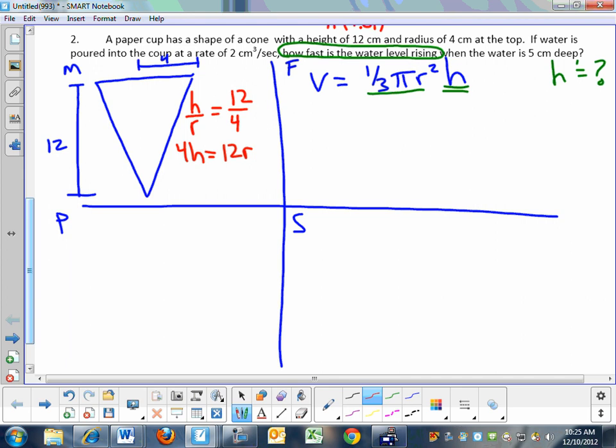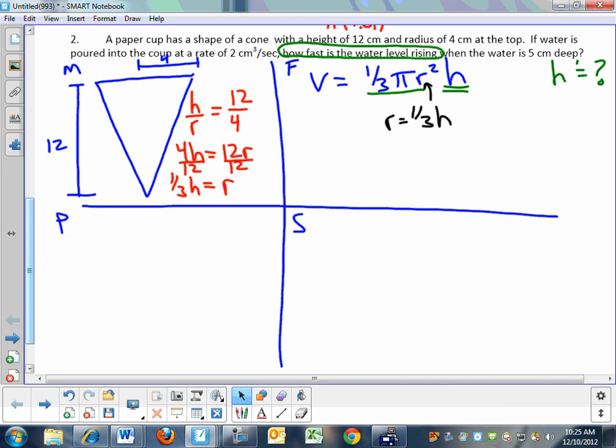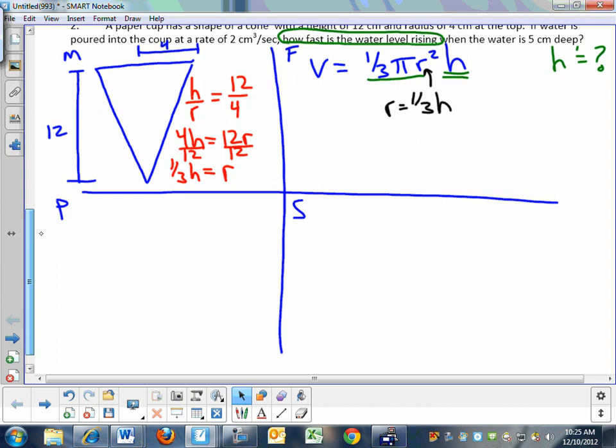Do I want to solve for r or do I want to solve for h? I want to solve for r in terms of h. So I divide both sides by 12 and I get 1/3 h is equal to r. What can I now do with that? Does that make sense? We are now going to eliminate our radius, our r variable, and we're just going to have h.